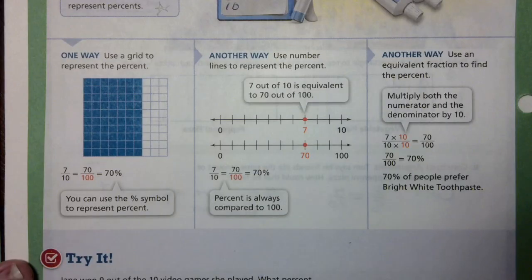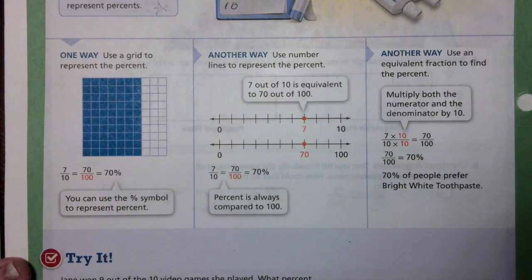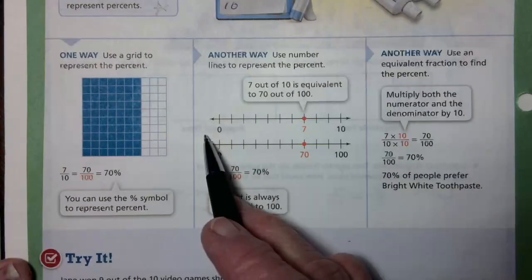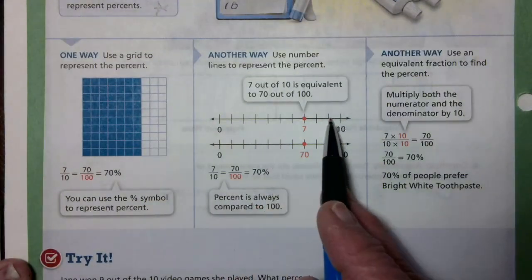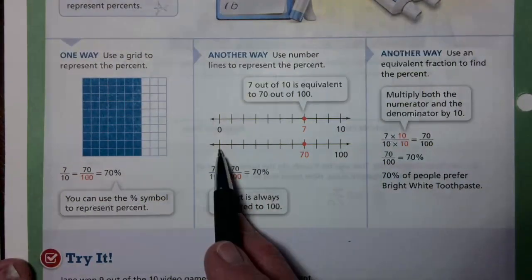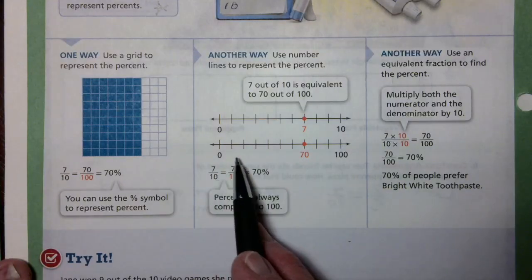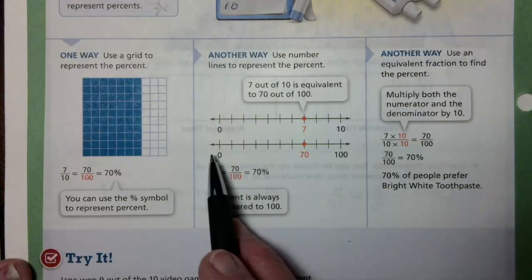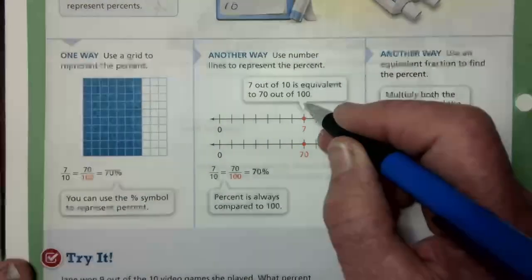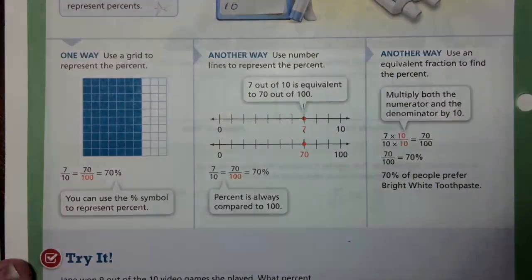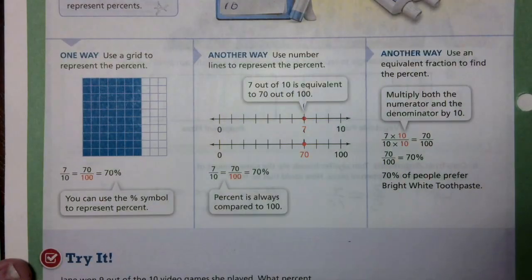Okay? Another way, use the number lines to represent the percent. Here is the whole base of 10, and here's the same length of a number line, only this time it's in 100. You put that in equal increments, and this right here is going to line up, and so 7/10 is the same as 70%.